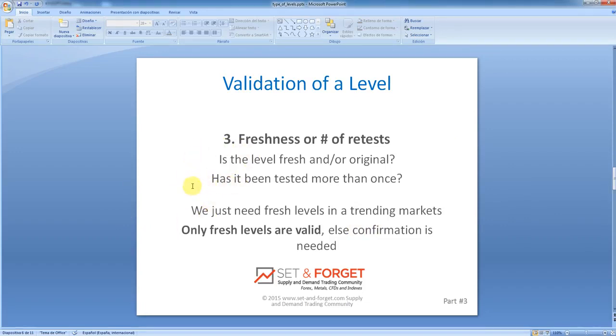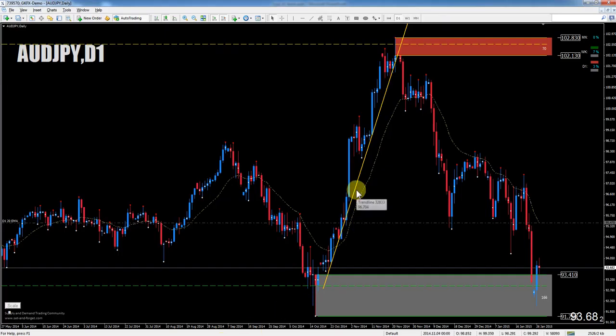So the questions we have to ask ourselves when we look at levels are questions like, is the level fresh and or original? Has it been tested more than once? If it has been tested once or more, obviously it is not fresh. So we will score that level lower. It will have a lower score than a level that is fresh and or original. So when we looked at this chart over here, we will be seeing levels like these.